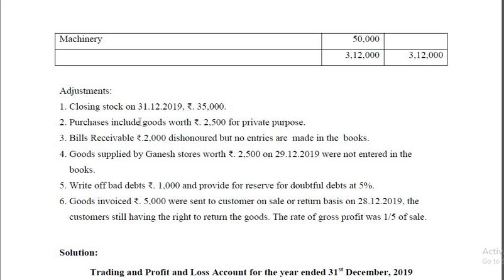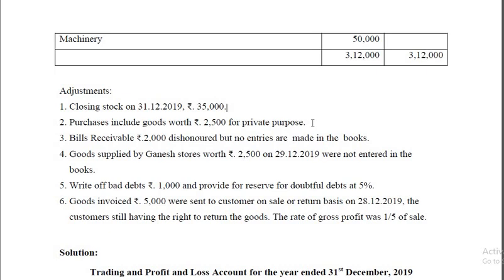So let me repeat: credited to trading account, then shown as an asset on the asset side of the balance sheet. Purchases include goods worth rupees 2,500 for private purpose. Actually, this is nothing but drawings. Then it is to be taken as drawings and deducted from capital on the liabilities side of the balance sheet, and it should be deducted from purchases in trading account. Actually, the adjusting entry for that is drawings account debit to purchases.